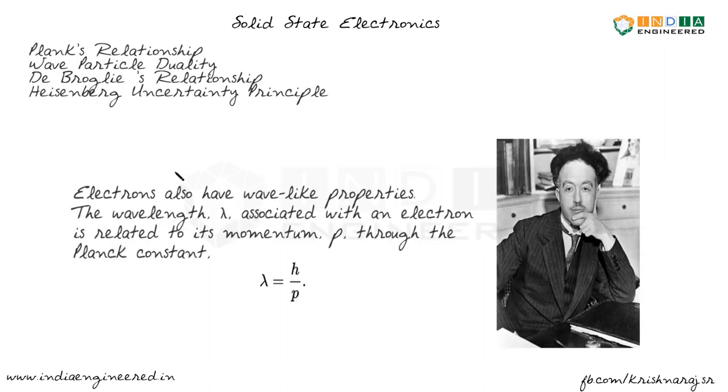Just now we have seen that electrons have wave nature as well as particle nature. Now de Broglie's relationship relates the wavelength of an electron with its momentum p. This is an important relationship, that is lambda equal to h by p, where p is the momentum and h is Planck's constant.